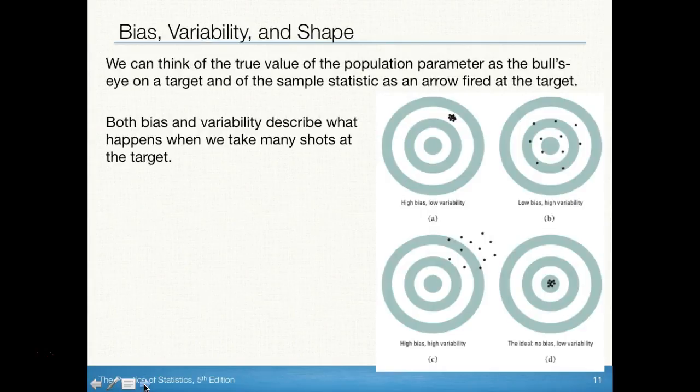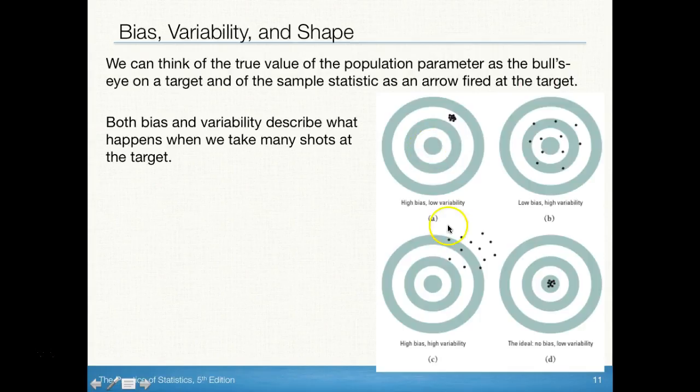All right, and the last concept that we need to talk about is bias, variability, and shape. We can think of the true value of the population parameter as the bullseye on the target. So picture shooting arrows at the target. You shoot one arrow at the target, that's like going in and grabbing a sample and calculating a sample statistic. Where was that sample statistic? Was it close to the target? Well, let's do several arrows.